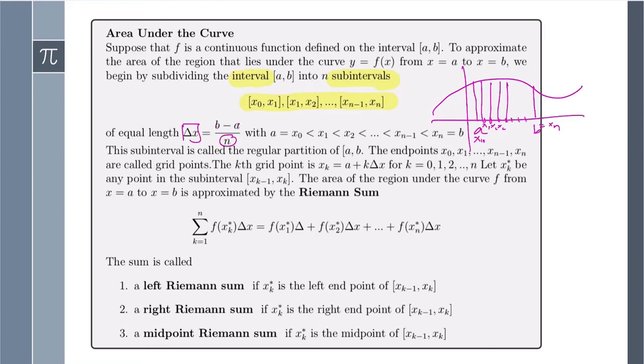So how many rectangles are we going to make? These sub-intervals that we constructed are called the regular partition. They are called a regular partition because we have uniform, equal width of those sub-intervals. And then these points x sub 0, x sub 1, all the way to x sub n, those n points are called the grid points. So we are just creating a grid over there.